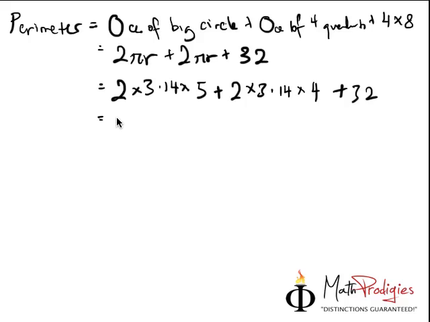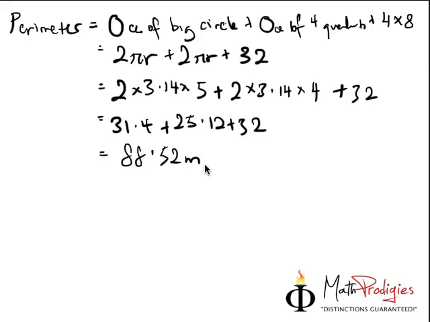First one is of course 10 times 3.14, which gives you 31.4. Next one is 2 times 4, 8. 8 times 3.14 equals 25.12, and you add 32, and so the answer would be 88.52 meters. If you got that right, I'm going to give you a big high five right now. You are a math prodigy.